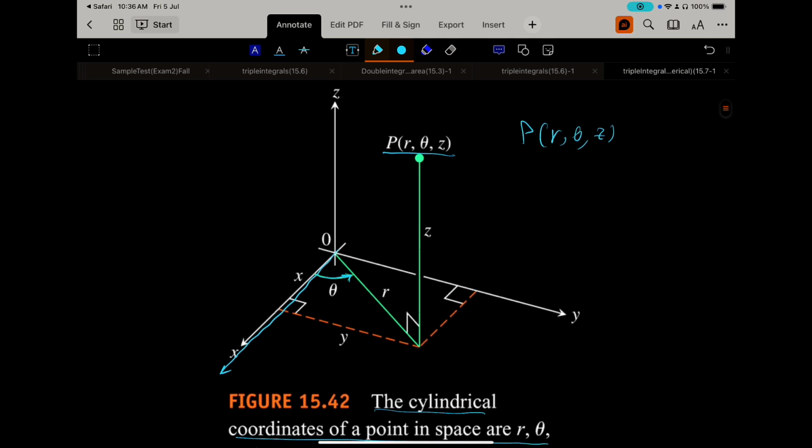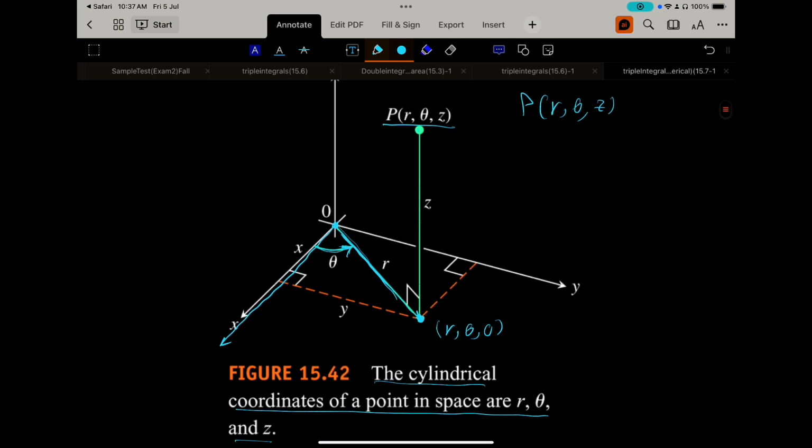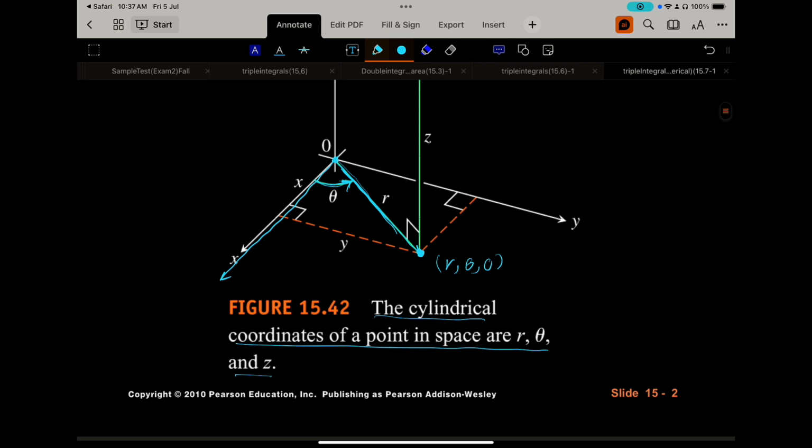And now we do have r. So r is basically the distance from the origin up to the point, of course, in the xy plane. So the projection of the point in the xy plane is gonna be this point. So it's gonna be just r, theta, 0. We take r to be the distance from 0 up to that projection, and theta is basically the angle from the x-axis up to r in the xy plane. And then z is basically the height, and that's how we express the cylindrical coordinates of a point in the space.